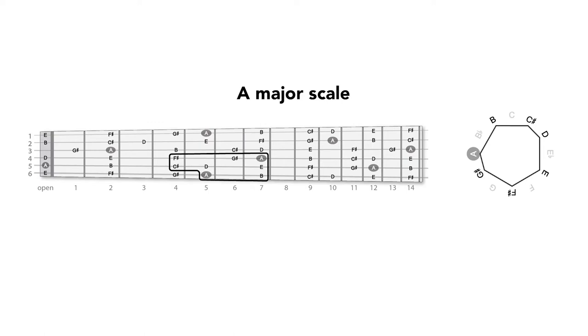And again, because of the way the strings are stacked on the guitar, we can play this same A major scale pattern in different positions up the fretboard. Like this one, starting on fret 7, string 4, in a higher octave.